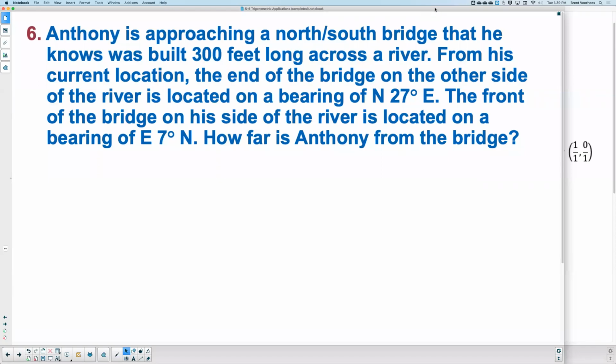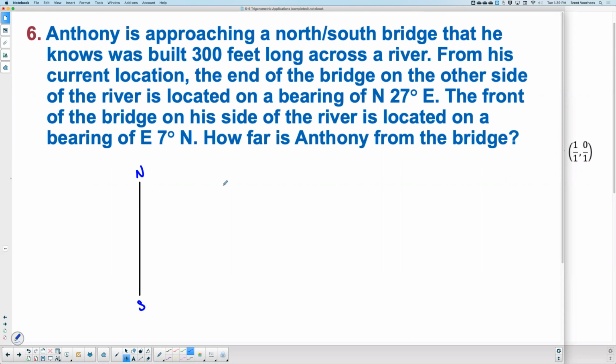All right, number 6. It says Anthony is approaching a north-south bridge. I'm going to pause. I'm going to draw this. We have a bridge that's north and south. So this will be our bridge. The black line will represent that. Let me add on. So north would be up, south would be down.